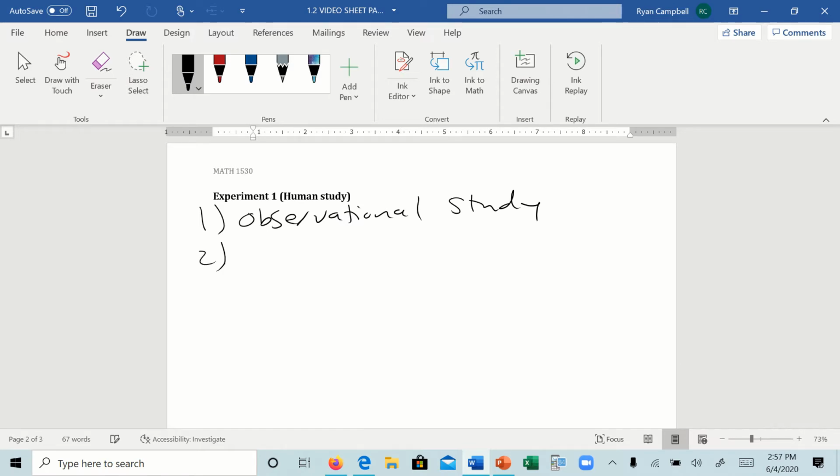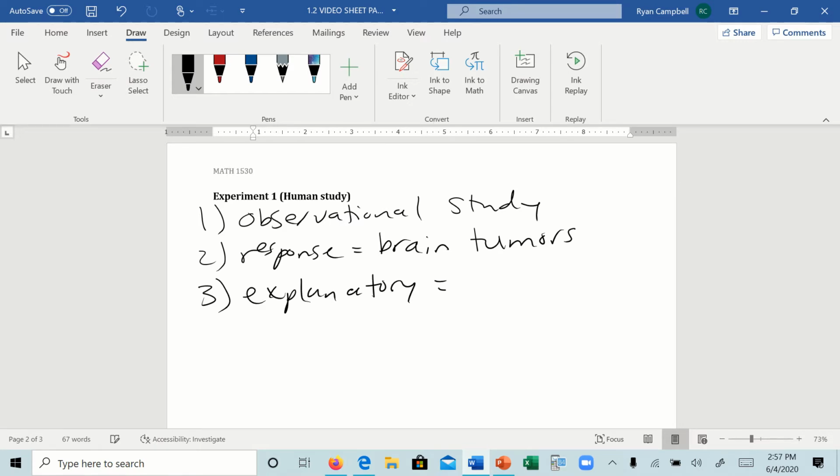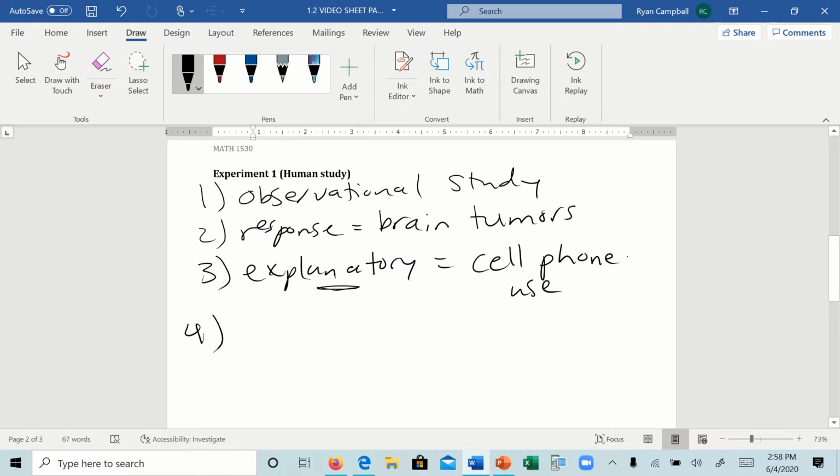Number 2, what was the response variable? So hopefully you could tell it was brain tumors, right? Whether they had brain tumors or not. That's what they were looking for. The third thing, the explanatory variable. So what were some of the explanatory variables? So in this case, right, it was cell phone use. So again, the cell phone use might explain brain tumors, the response variable, right? Hopefully you see how that worked out. And then number 4, were there any confounding or lurking variables?